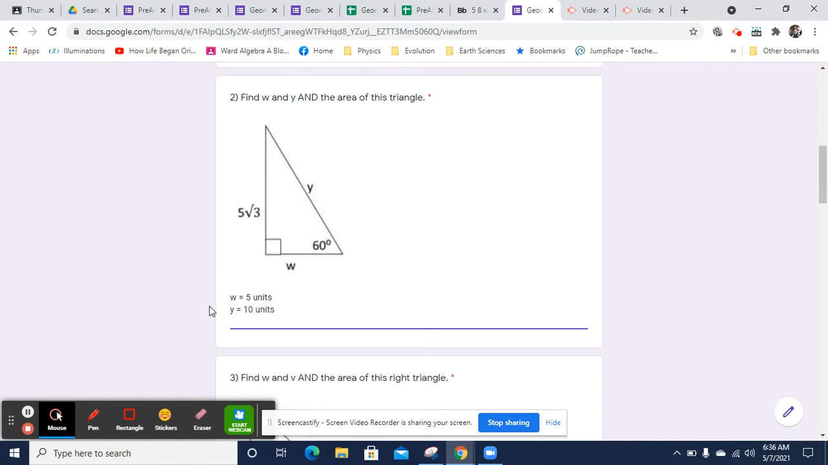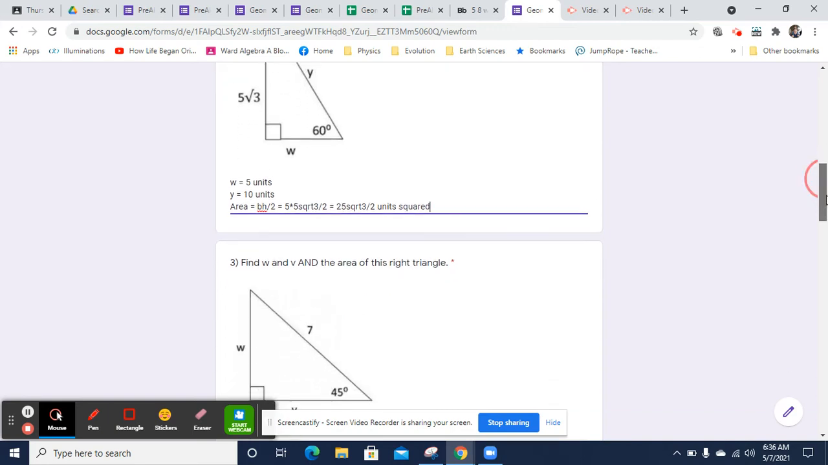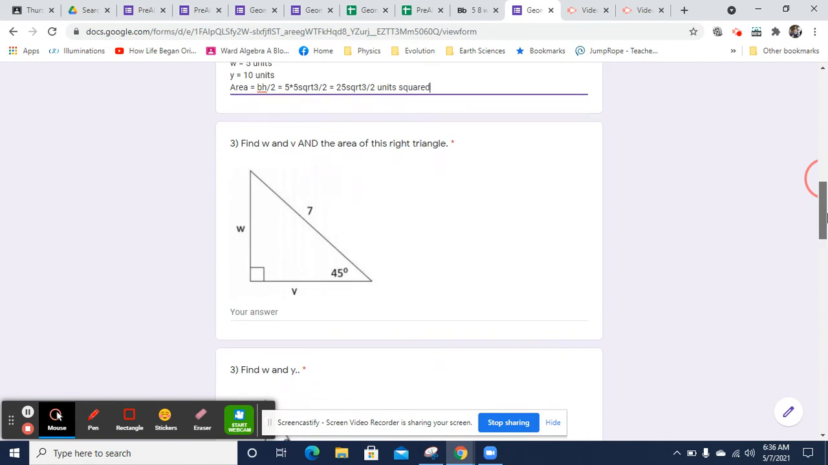And the area of a triangle is base times height over 2. And so that's going to equal 5 times 5 square root of 3 divided by 2, which will be 25 square root of 3 over 2 units squared. And you could have said 12.5 square root of 3 if you preferred, but this is possibly a little better as a format, but both are mathematically just fine.